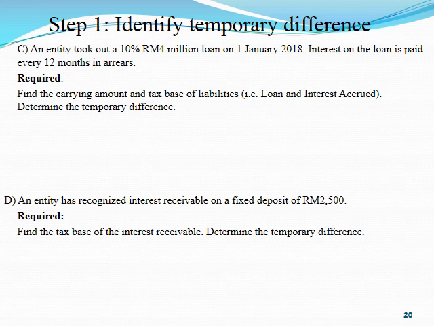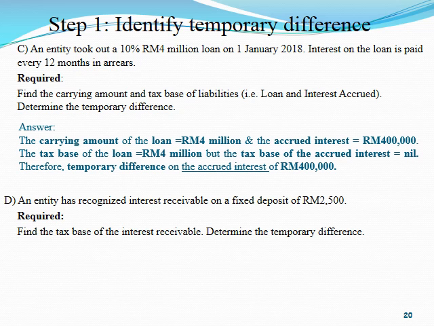C. An entity took out a 10% 4 million loan on 1st January 2018. Interest on the loan is paid every 12 months in arrears. So how much is the carrying amount and tax base for this loan and its accrued interest, and how much is the temporary difference? The carrying amount of the loan is 4 million, and for the accrued interest, the carrying amount is 400,000, in which we multiply the 10% interest rate with the principal amount, 4 million.